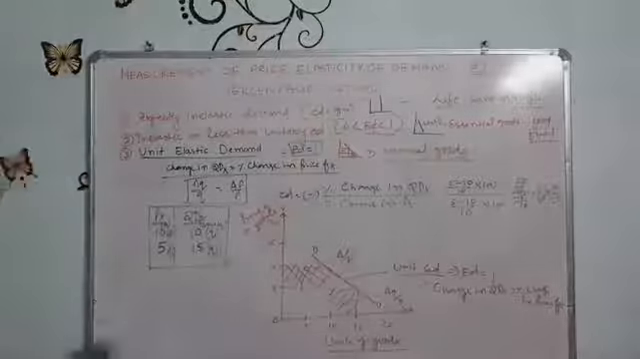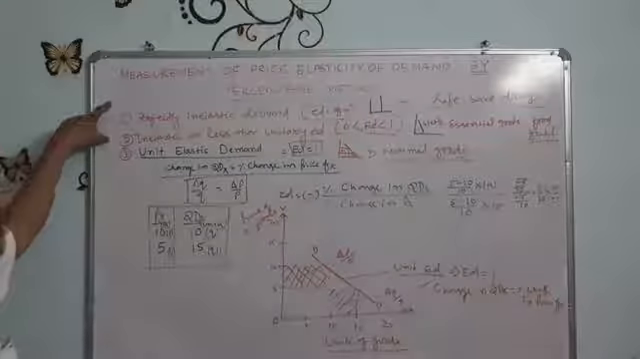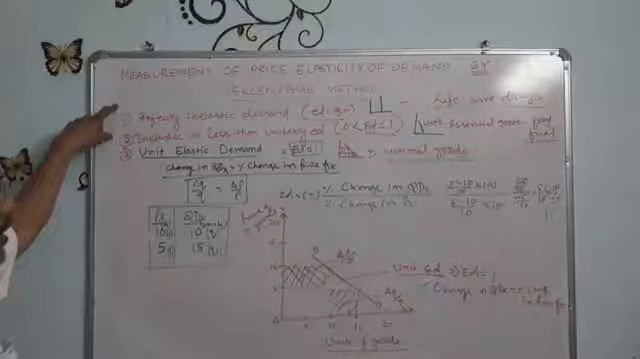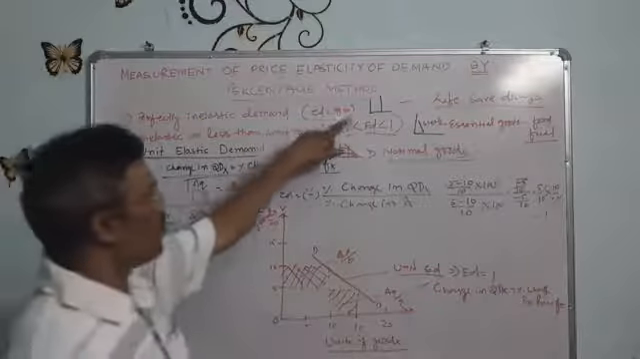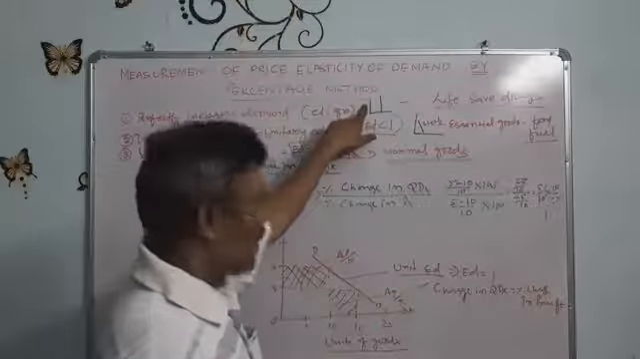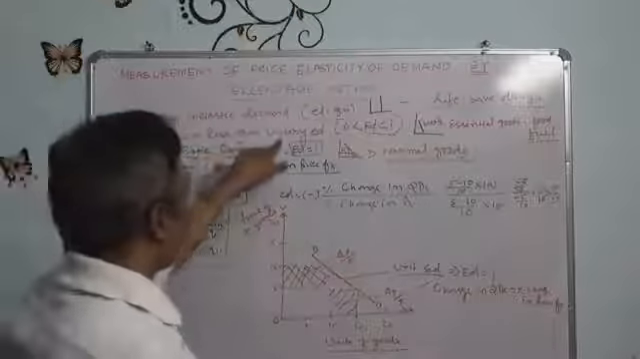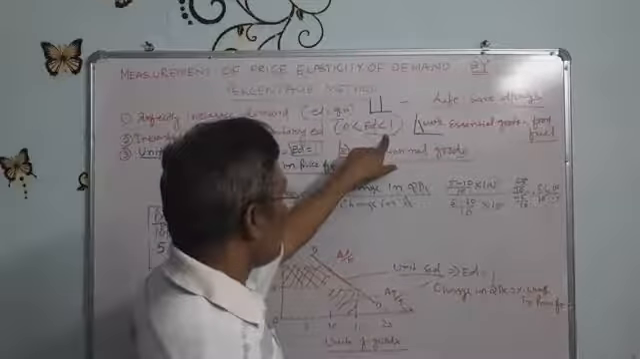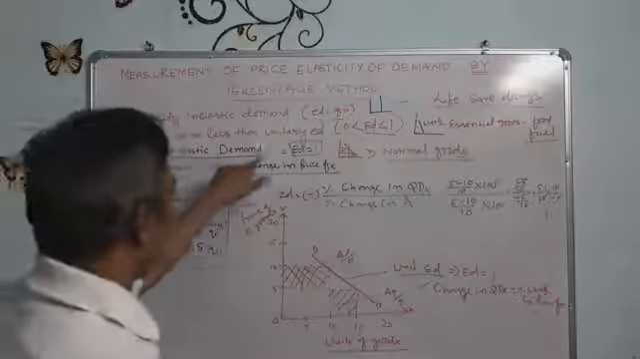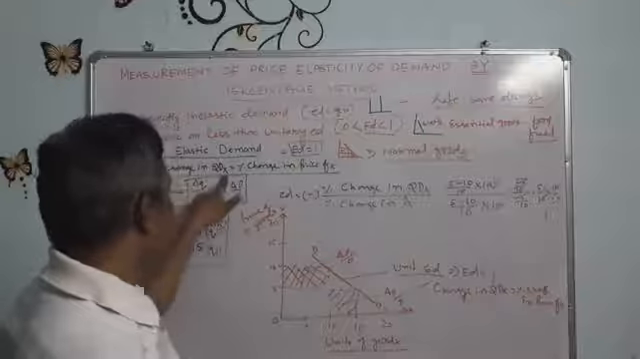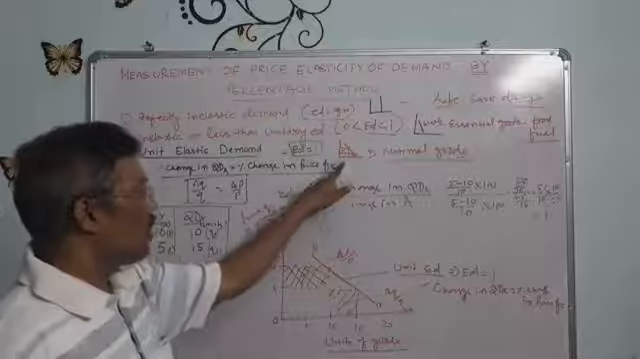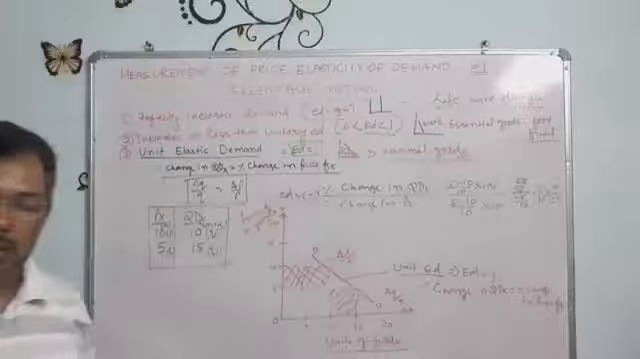So now it is clear about the measurement of price elasticity of demand. The first is perfectly inelastic demand, where elasticity of demand equals 0. At that time the demand curve will be perpendicular to the OX axis or parallel to the OY axis. Inelastic or less than unitary elastic demand: elasticity of demand is less than 1, and at that time the demand curve will be steep. And unit elasticity of demand, where elasticity of demand equals 1, that is, percentage change in quantity demanded of X equals percentage change in price of X. That is possible in the case of normal goods.